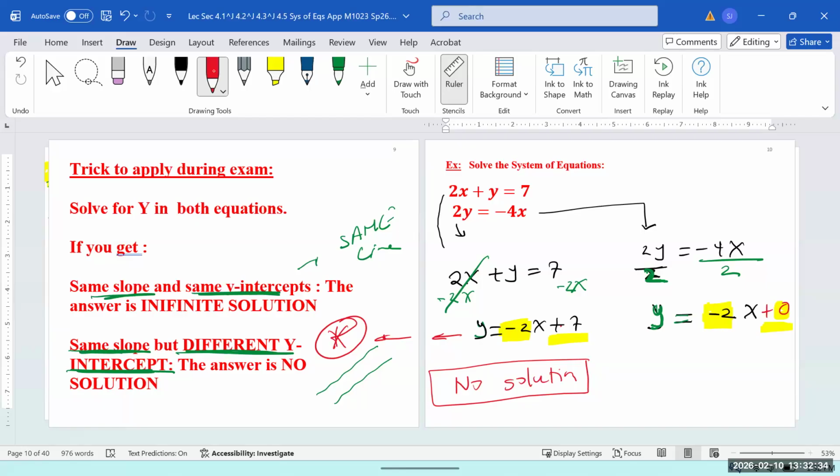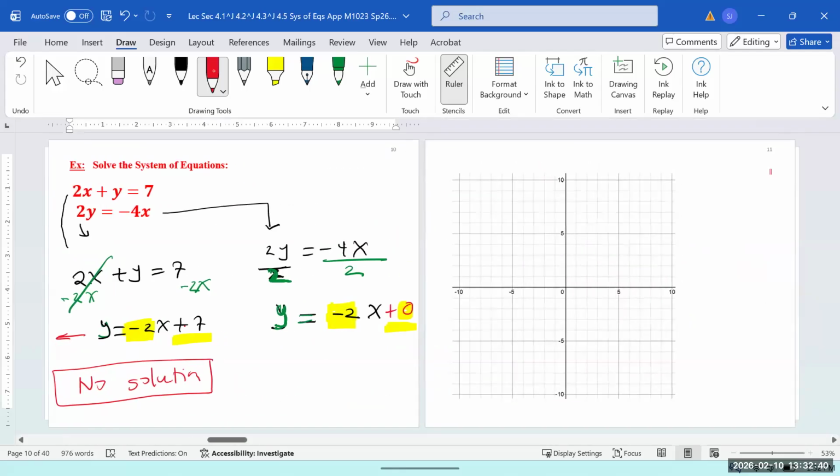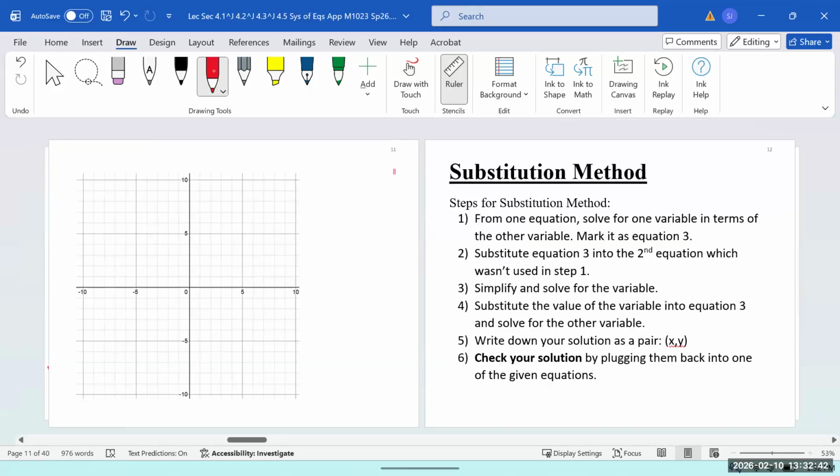So if you're lost already, forget about everything I said. Just forget it, okay? There are two new methods called substitution and elimination. You can always use one of these two methods to figure out whatever solution you have. Okay? So that was a bad experience.